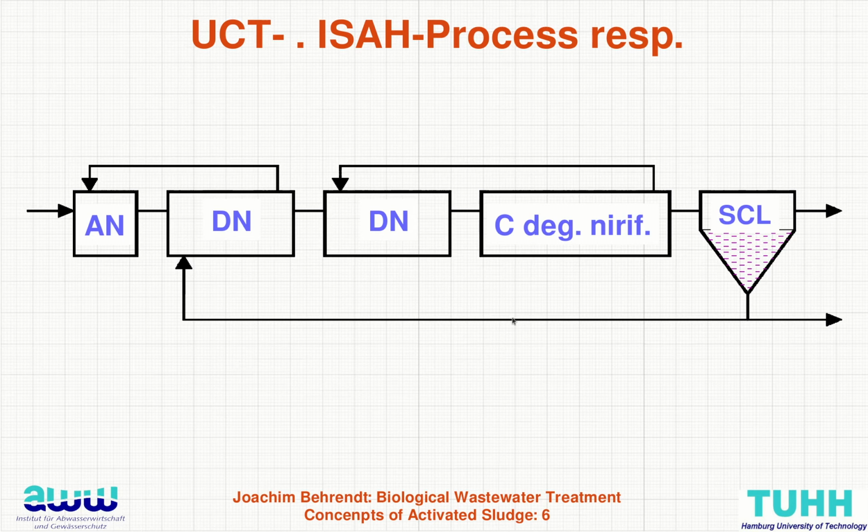They are doing mainly the same, but they make the denitrification of the return sludge after the anaerobic selector. They also have two returns. They have an internal recirculation for the denitrification, and then they make a return sludge denitrification, and this goes back to the anaerobic part.